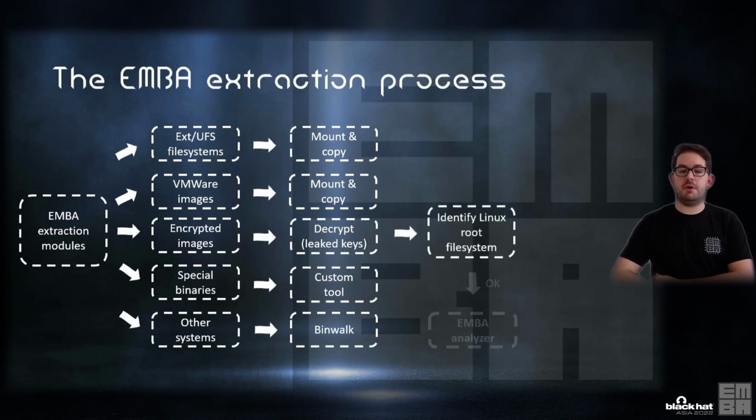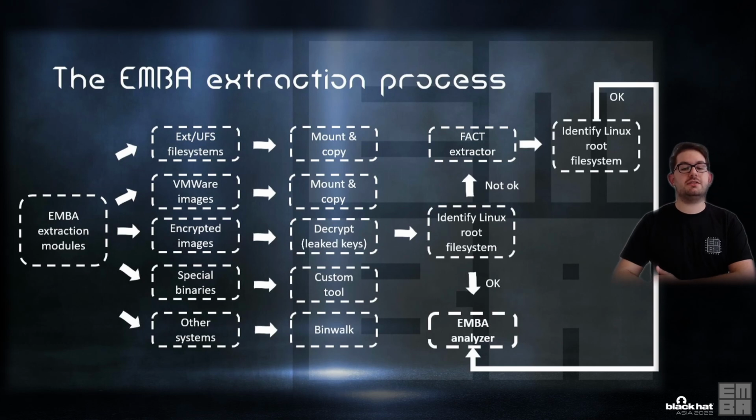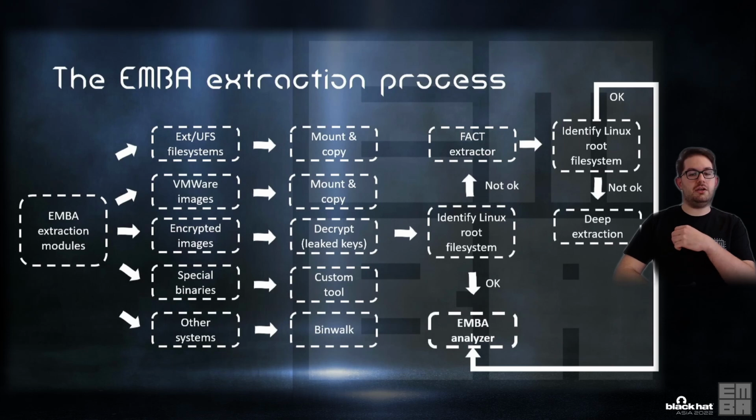In the next step, EMBA scans the extracted files for a Linux root file system, and if the result is positive, then it initiates EMBA's main analysis. If not, then the extractor by the firmware analysis and comparison tool will be executed. If after this extraction there is still no root file system, EMBA will try to re-extract the firmware.